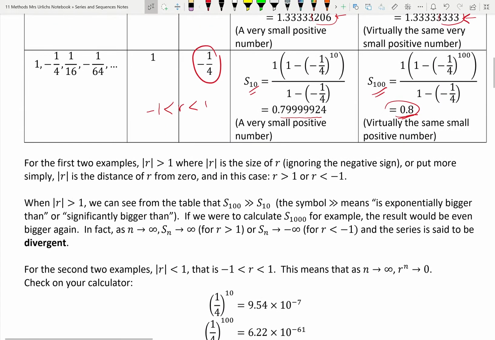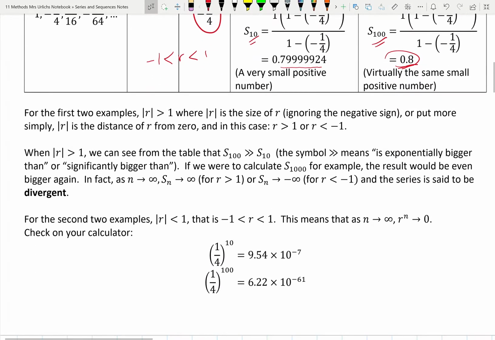And it's all to do with the size of r, and that's this little symbol here. It's sometimes known as the absolute value of r, or the modulus is another word. Modulus. Oh, I can't spell. Modulus, I think. So it's called the modulus, or the absolute value of r.